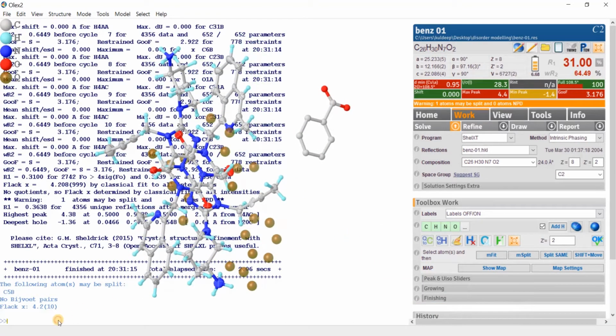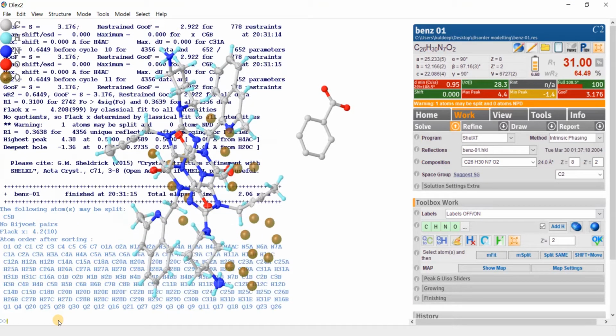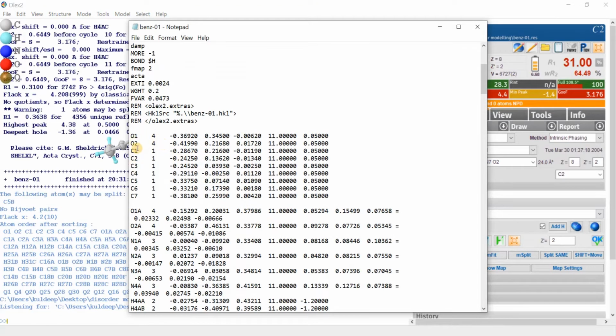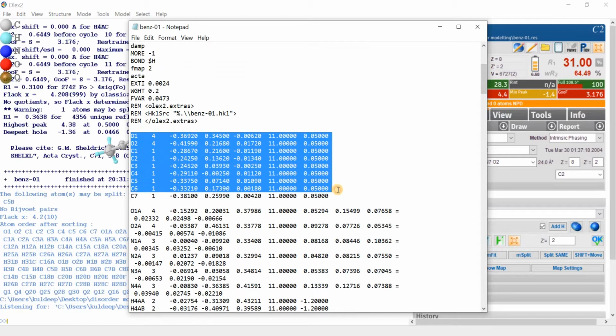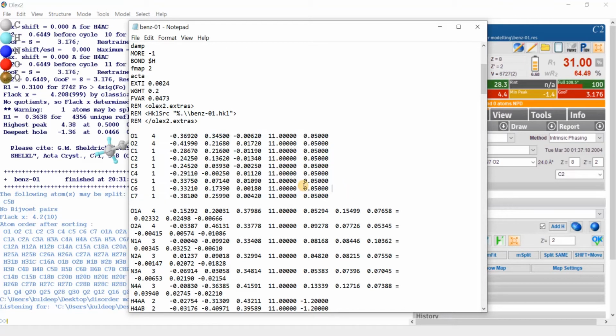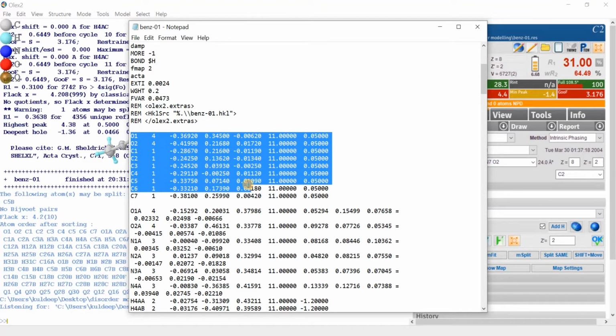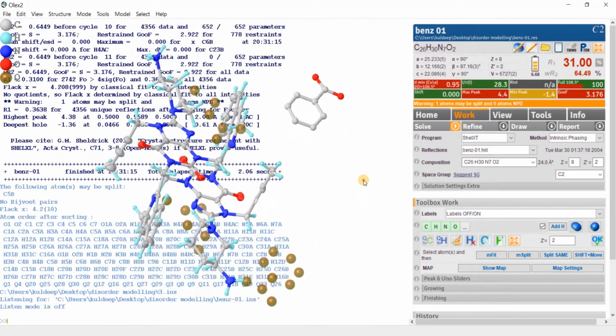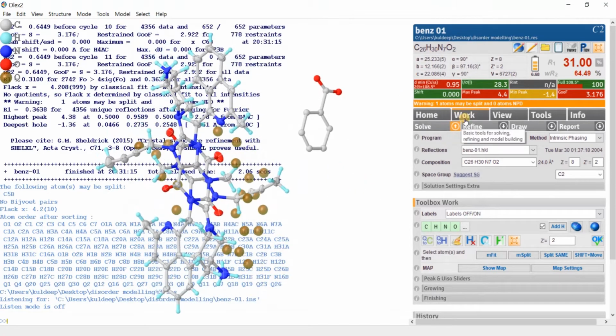Now type sort. It will sort all the atoms in the .ins file. Go to edit and you will see the atoms in this order. So these are the atoms of the benzoate: O1, O2, C1, C2, C3, C4, C5, C6 and C7. Okay, what I have to do next is refine.